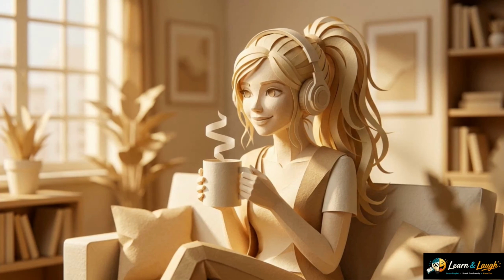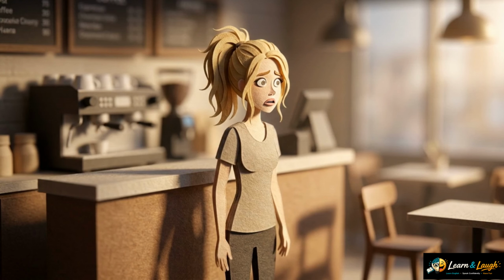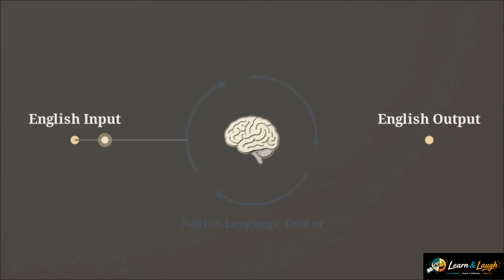You can listen to an English podcast or read an article and understand every word, but the moment someone asks you a question, your mind goes blank. You freeze. This is the translation trap. As shown in this diagram, your brain routes incoming English signals through your native language center. The thought gets stuck in a slow, circular loop, creating a significant delay before you can output speech.